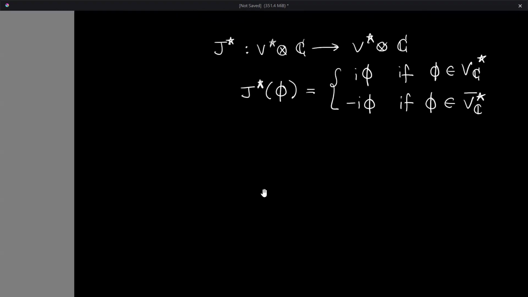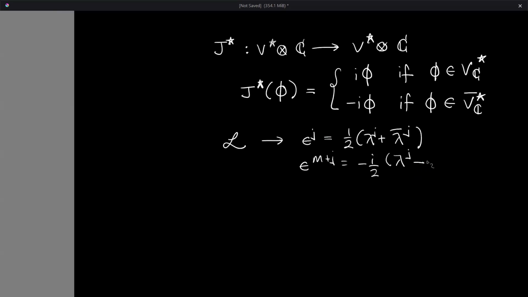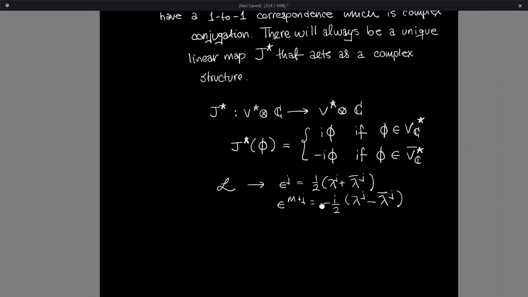And now we consider the basis L such that epsilon j is equal to half lambda j plus lambda bar j, and epsilon m plus j is equal to minus i by 2 times lambda j minus lambda bar j. I think I missed the i in the last one, maybe.